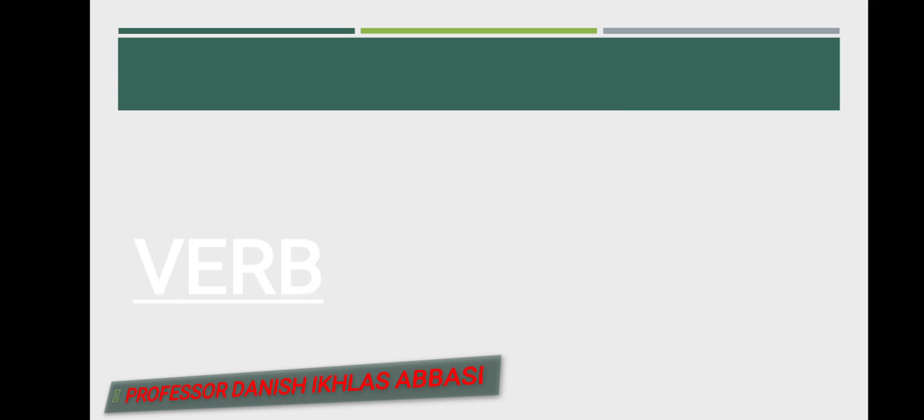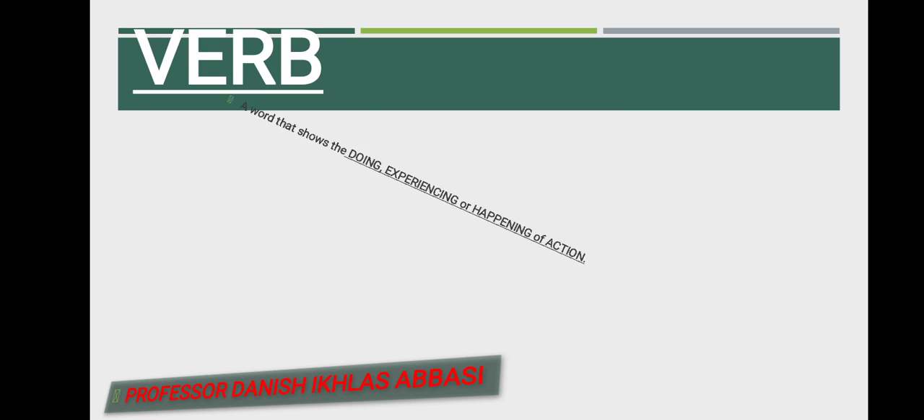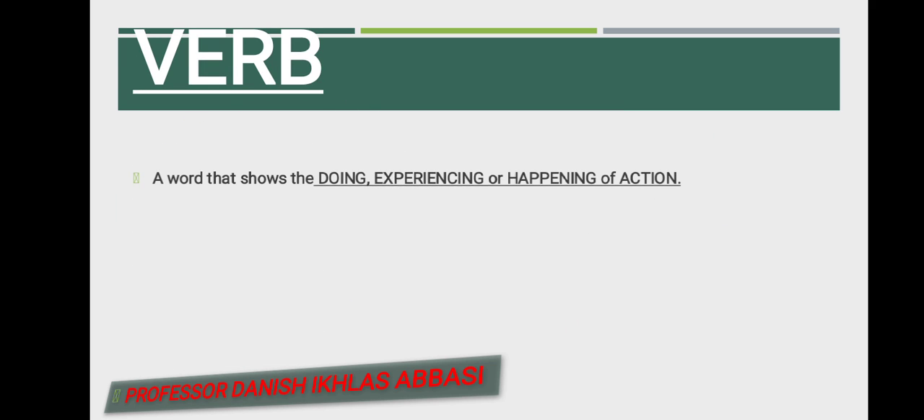Now, what is a verb? A verb is a word that shows the doing, experiencing, or happening of action. For example, play, feel, and rain.